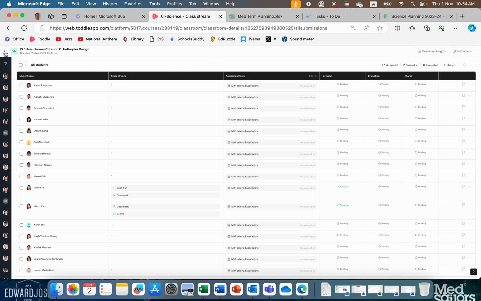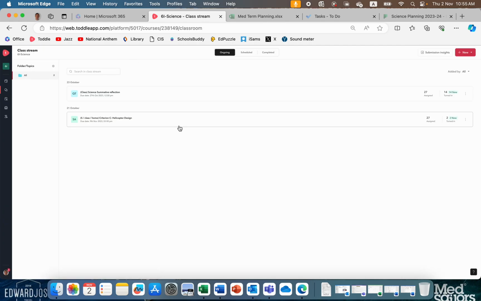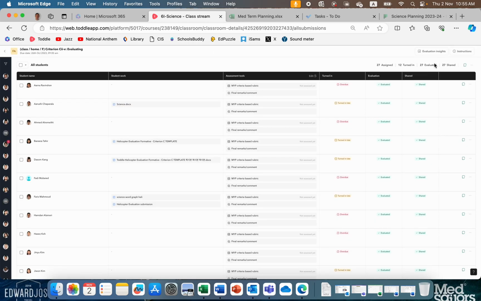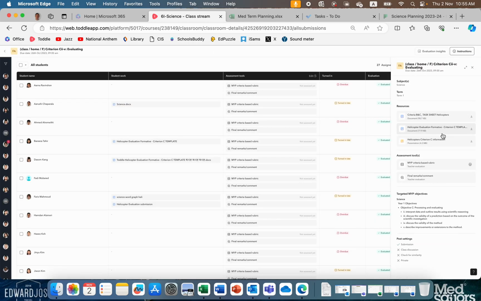So in terms of finding stuff, I'm on Toddle. My view's ever so slightly different to yours, but there is a formative task that has been completed, and on that formative task, if you go to completed, you will find it here. It's called class, home, F for formative, and then this is the criterion aspects for this one. If you click on there, you will see instructions that look like this.